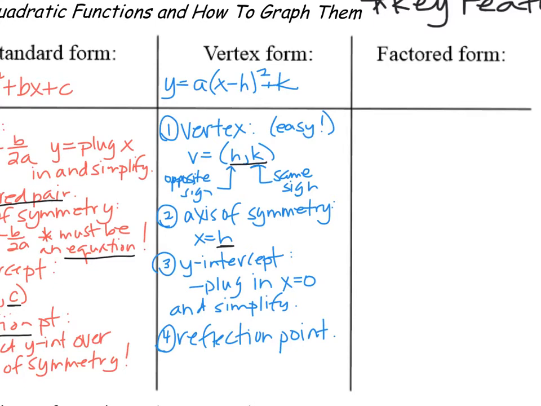The y-intercept is where you're going to have to show some work on this one. You have to actually plug in x equals 0 and then simplify the equation. Watch your order of operations here. This can be kind of tricky to simplify. Once you plot that y-intercept, we do our reflection point again, just like standard form, to get that point on the other side. And then we'll draw our curve through that quadratic function. These are the key features to graph in vertex form.